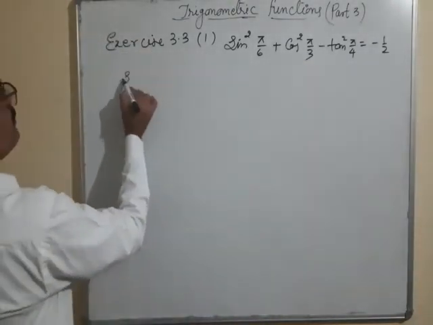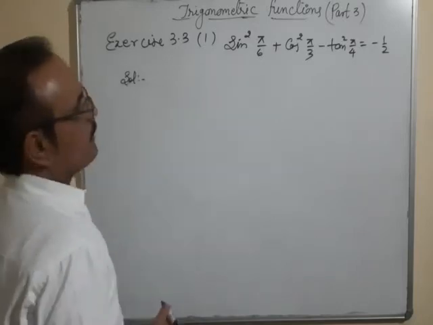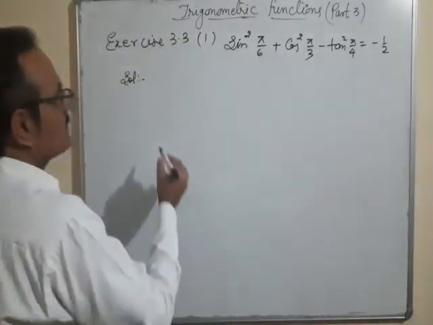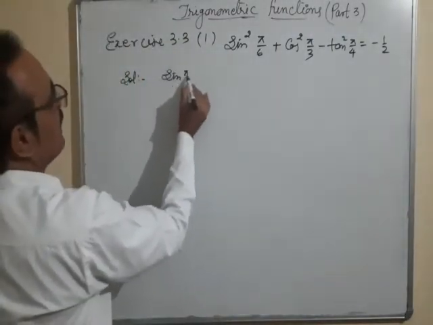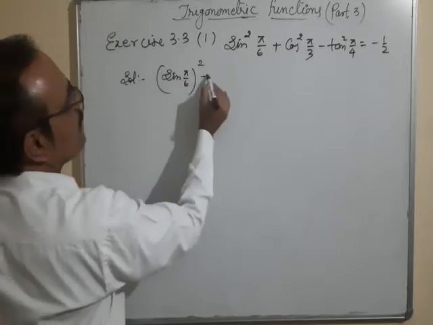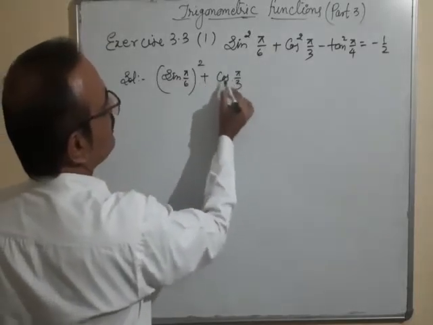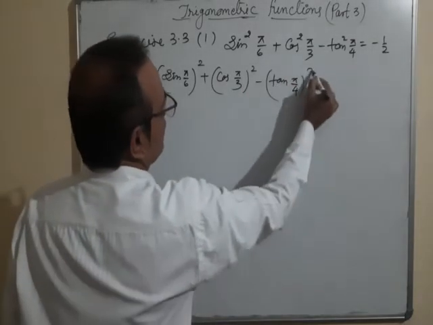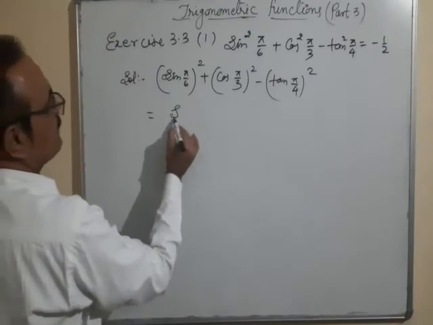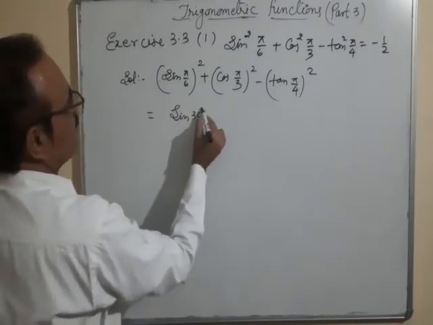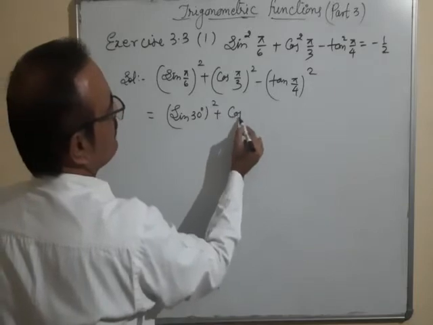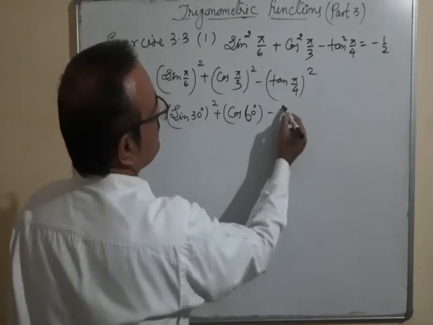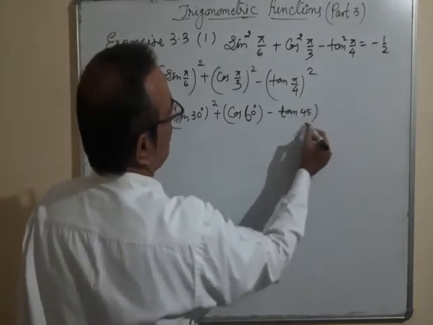Solution. Sine square pi by 6, that is sine square theta or sine theta whole square, same thing. So this is sine pi by 6 whole square plus cos pi by 3 whole square minus tan pi by 4 whole square. Now let us see. Sine pi by 6, 30 degree, plus cos pi by 3, 60 degree, minus tan, 45 degree.